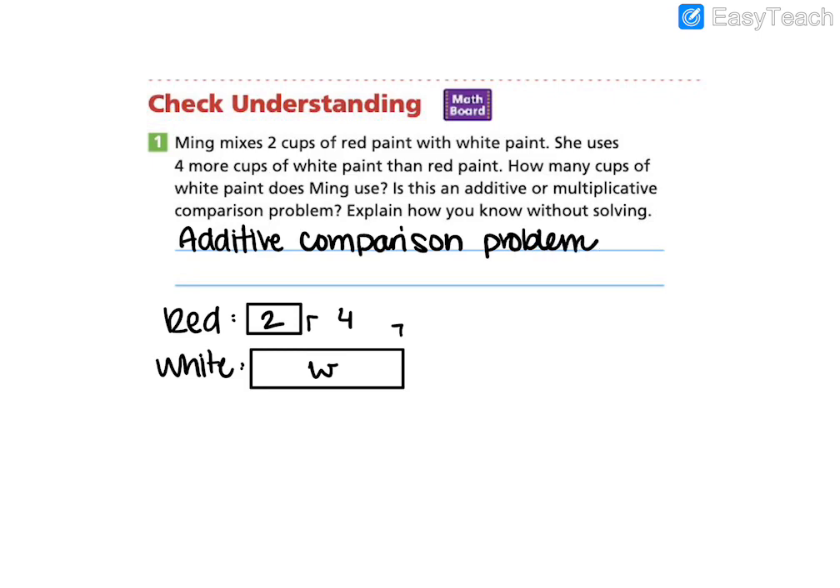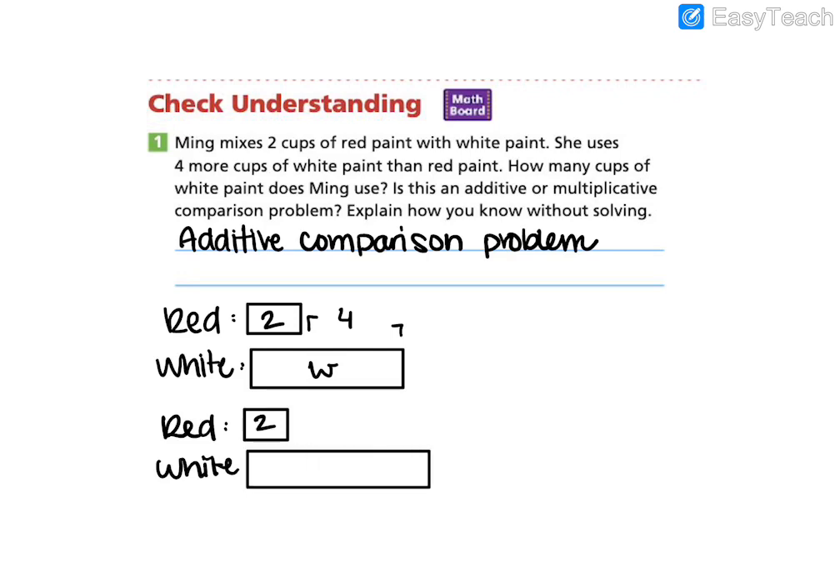And why? Because it's talking about 4 more cups, not 4 times as many. That would look different. If we said that she used 4 times as many cups of white paint as red, then our problem would look like that. 4 times as many. But the problem is an additive comparison. It's 4 more cups.